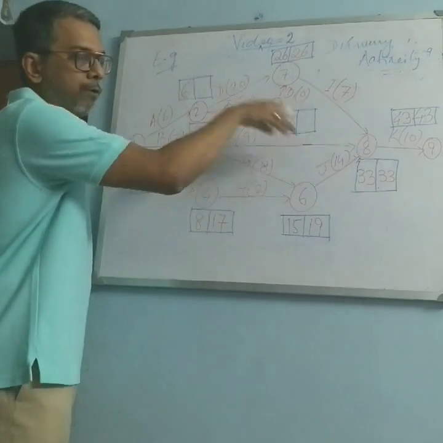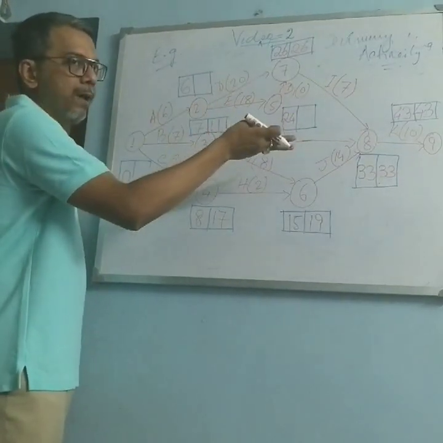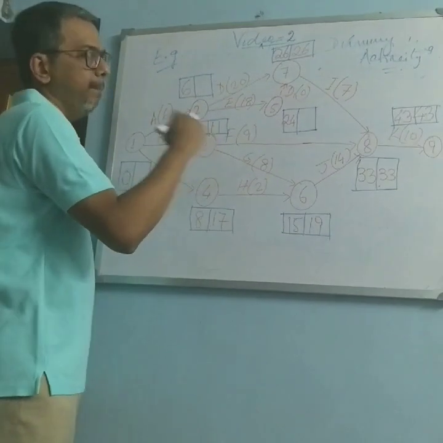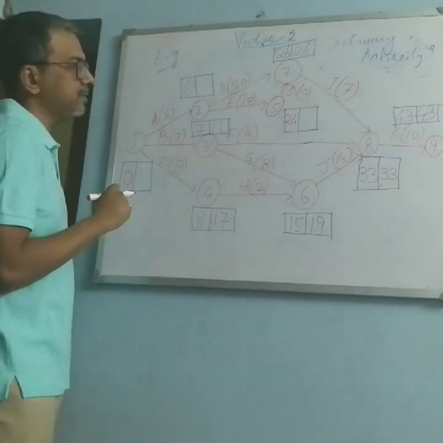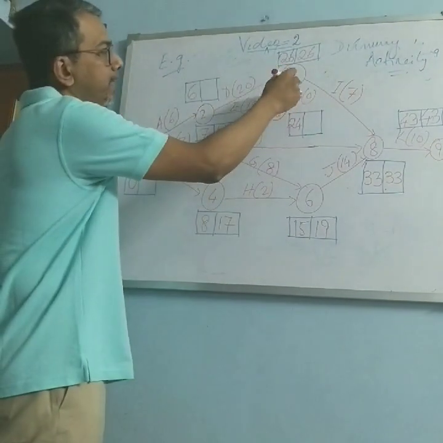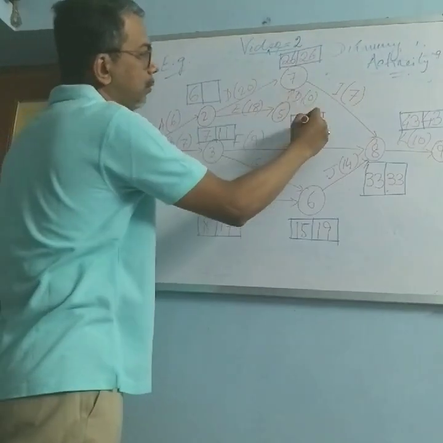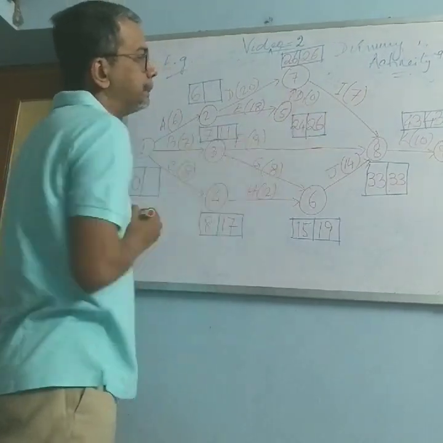So keep it in mind. Forward pass, maximum. Backward pass, minimum. Next, let us come to say 5. Now in 5, how many arrow tails are there? Only the dummy arrow tail. So 26 minus 0 is 26.